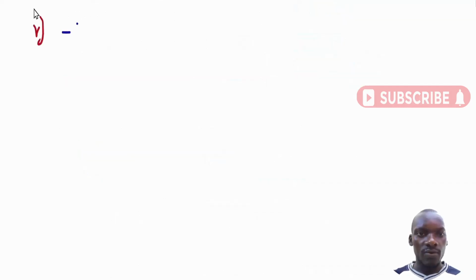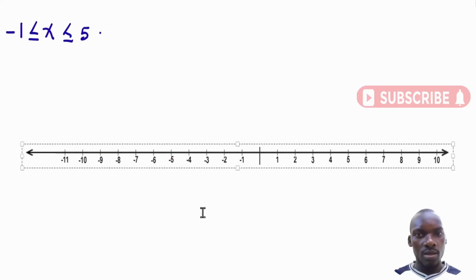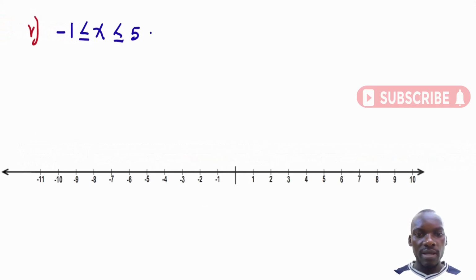It is negative 1 less than or equal to x less than or equal to 5. So in here it's a range, so we can have our number line. Then we have to trace where negative 1 is. Negative 1 is at this point. We draw a small circle there.